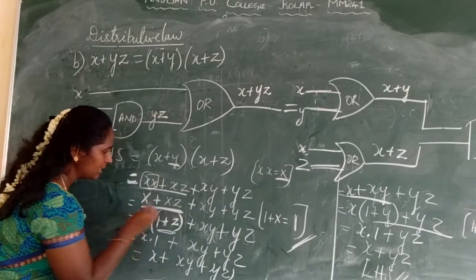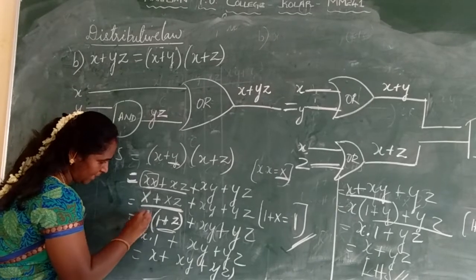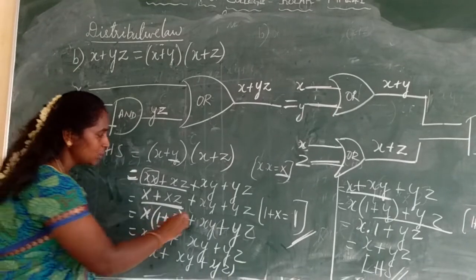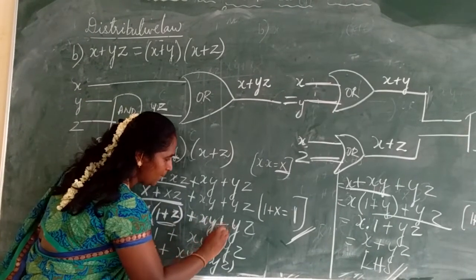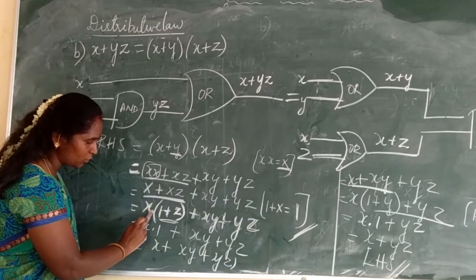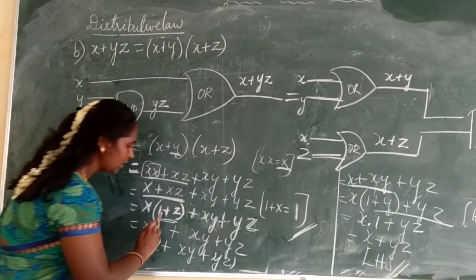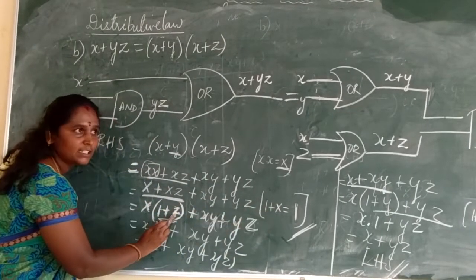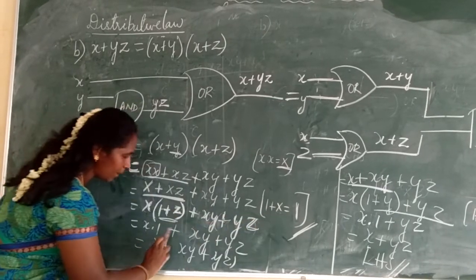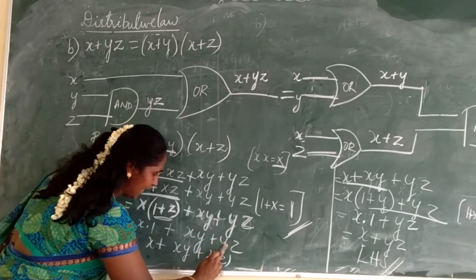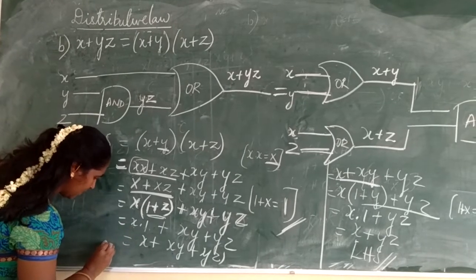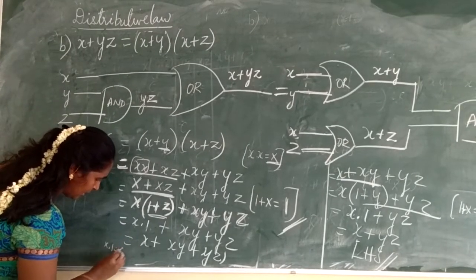In these two terms, you see the common thing is x. So I made x the common factor and wrote 1 plus z, and the remaining xy plus yz as it is. According to your properties rule, 1 plus x is equal to 1; here, instead of x, it is z. So x into (1 plus z) is x into 1, plus yz. And x into 1 is nothing but x, according to your property.